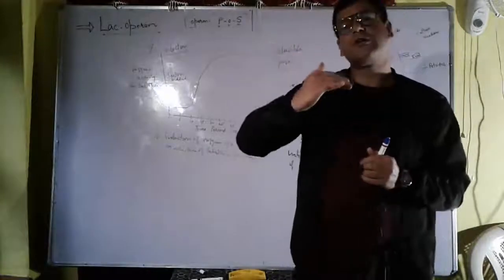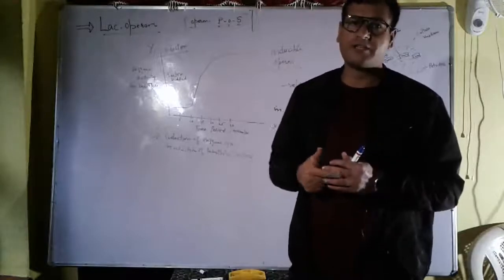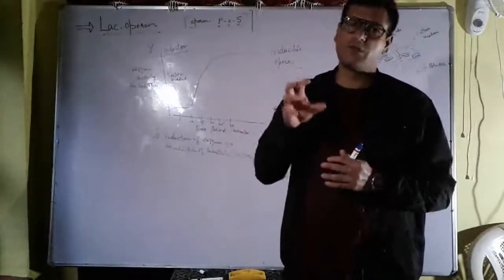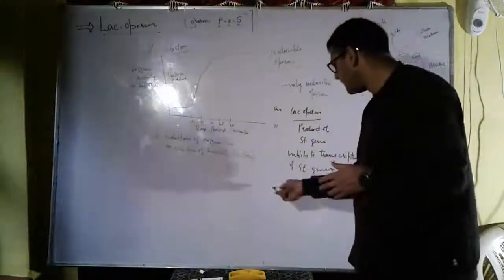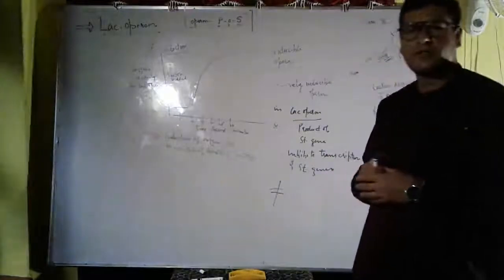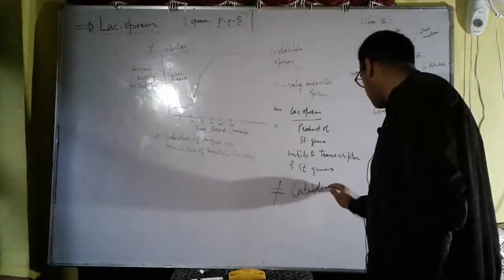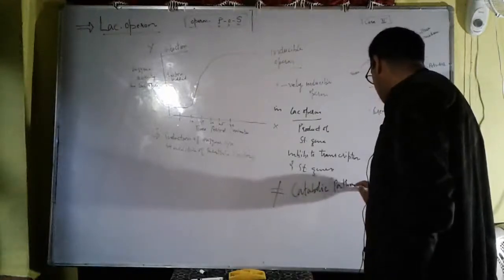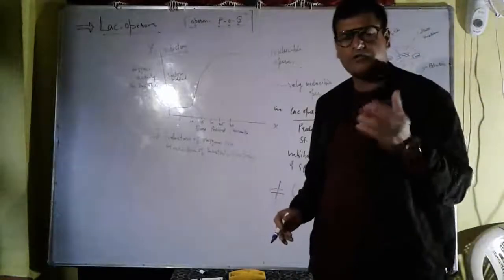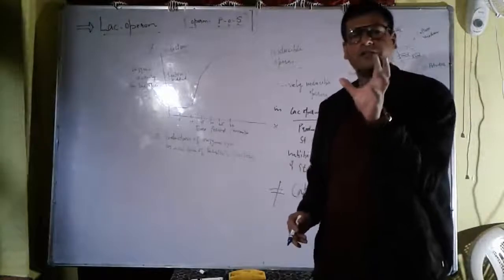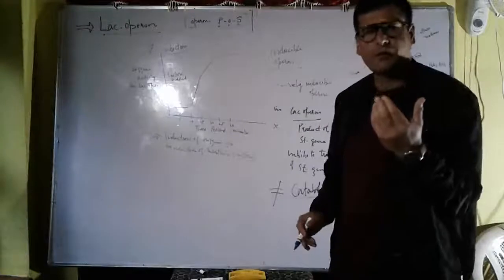In case of a positive operon, the product of the regulatory gene promotes the transcription of structural genes. But in case of the lac operon, the product of the regulatory gene inhibits the transcription of the structural genes. So we say that the lac operon is a negatively inducible operon. And this lac operon operates mostly in catabolic pathways, as lactose is being degraded, catabolized into glucose and galactose.